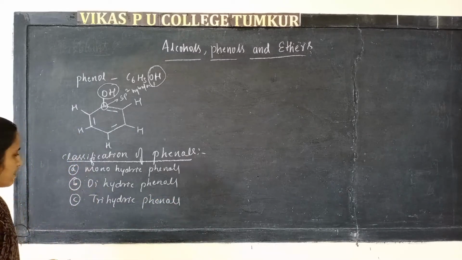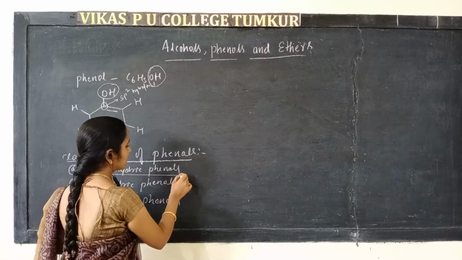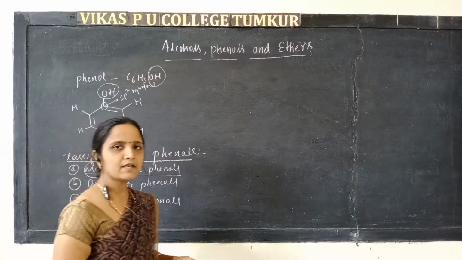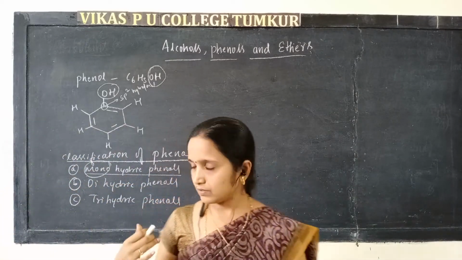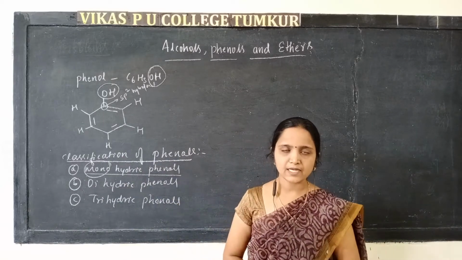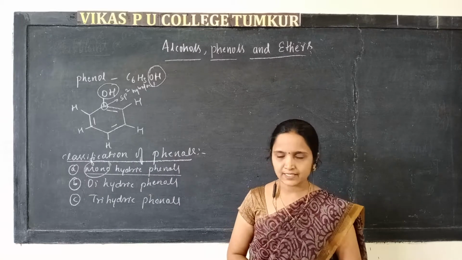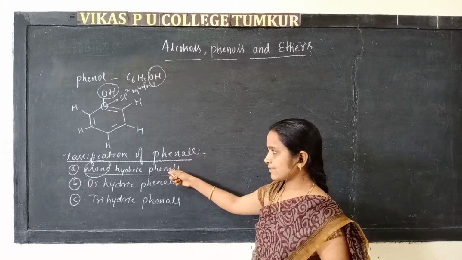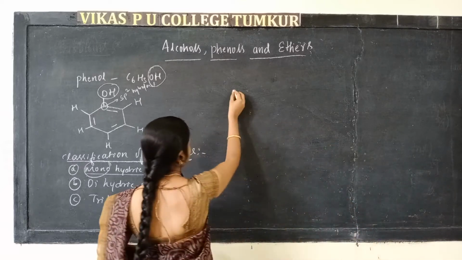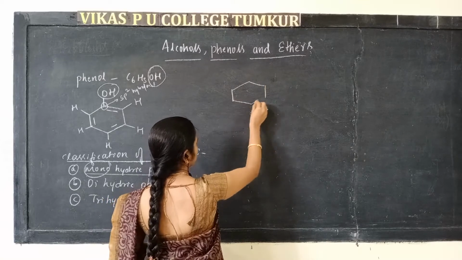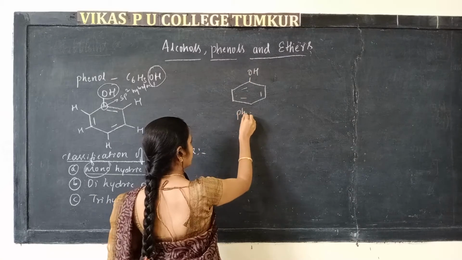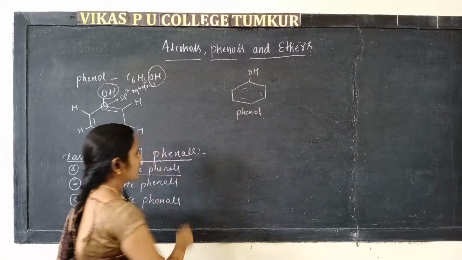First, we are going to study the monohydric phenols. The name itself indicates it: mono means these are the phenols in which one OH group is directly attached to the aromatic ring. That type of phenol we call monohydric phenols. We will take some examples. Phenol is an example of a monohydric phenol.